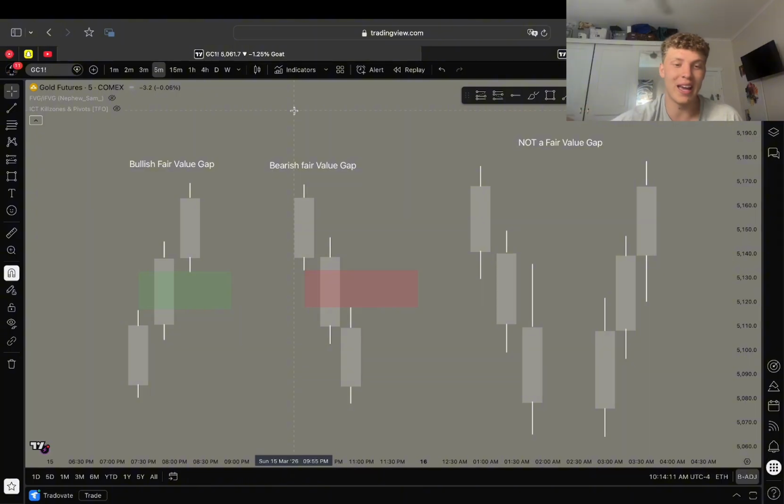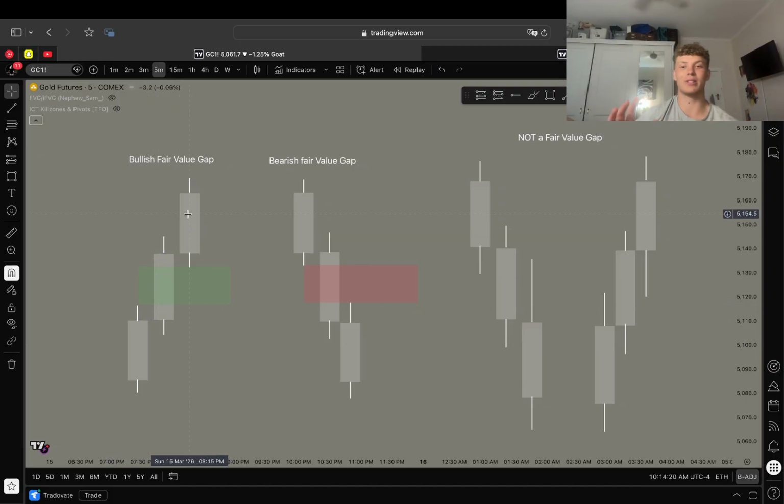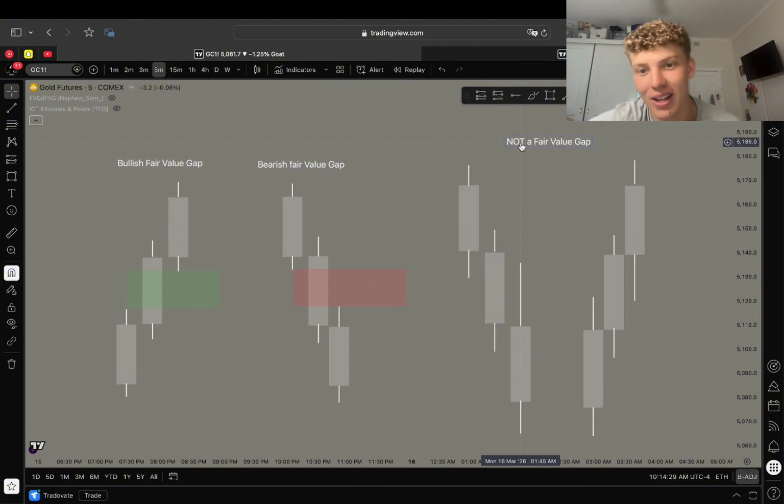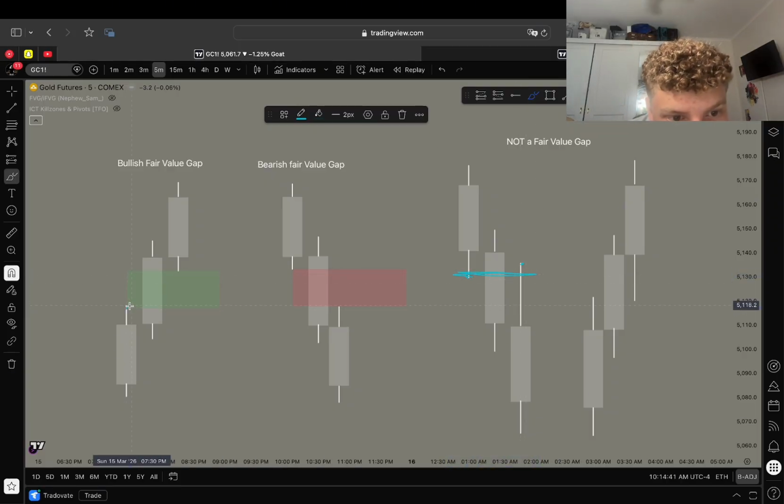What is a fair value gap? A fair value gap is a 3 candlestick pattern. As we can see, 3 candlestick pattern. So this is the candle, this is another candle, this is another candle. A 3 candlestick pattern in the market where the wicks on these candles do not cover each other. So if we look at not fair value gaps, we can see right here that this wick low and this wick high clearly clash. But here, this wick high and this wick low don't clash. Whereas this one clashes between the candles, this one doesn't. So this is what creates our fair value gap.